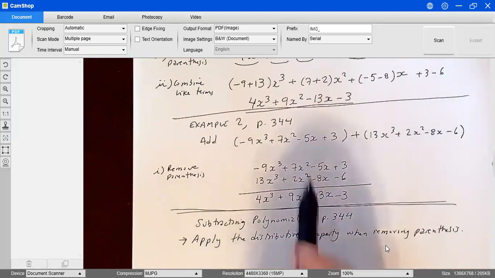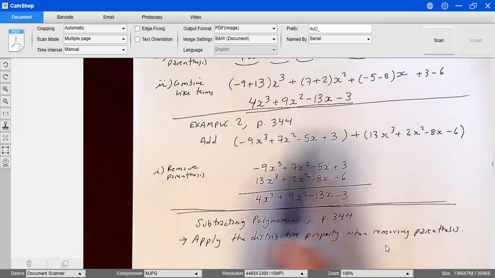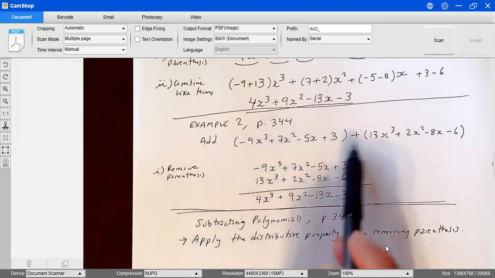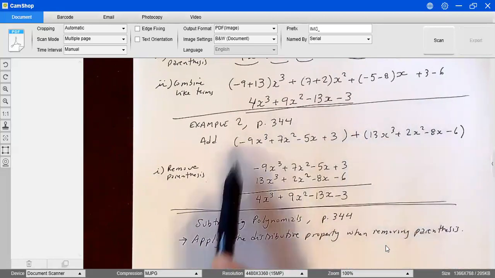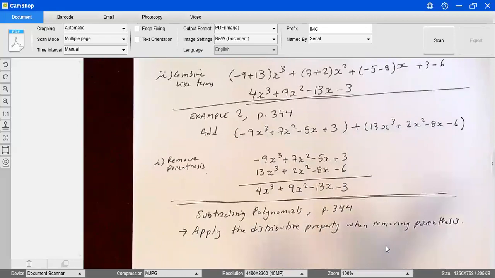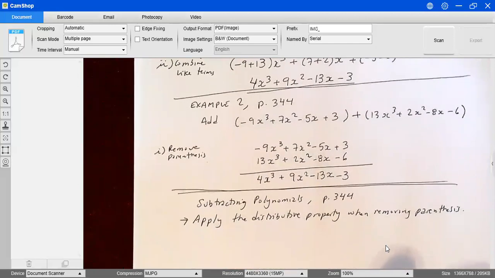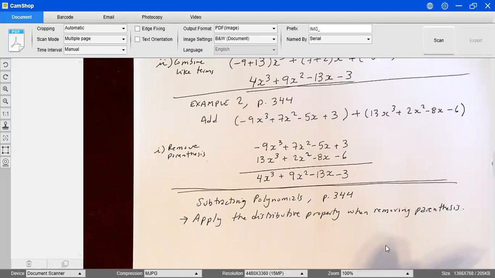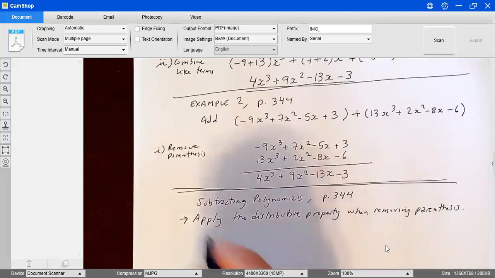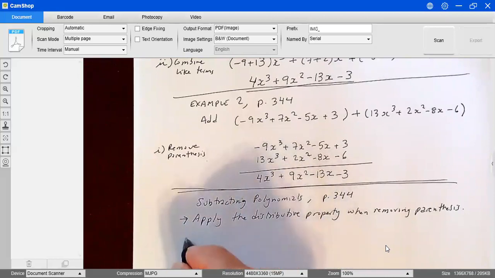We are applying the distributive property here, but the thing is that we have only a positive one in front of each parenthesis, so we just remove the parentheses and write the term. But when you have a subtraction, you need to apply the distributive property more explicitly. So let's go to example 3.